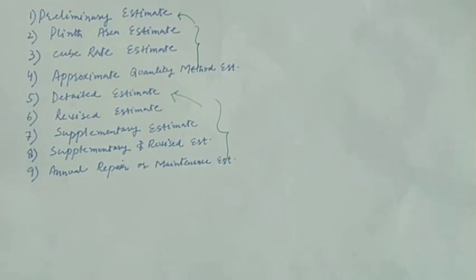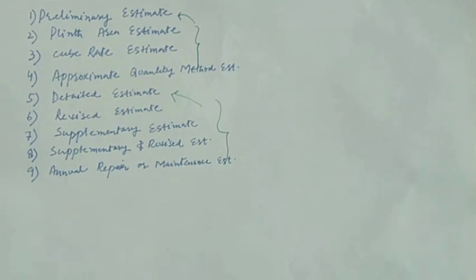In this video lecture I will try to cover the different types of estimates that we have, starting from the preliminary estimate. Then we have Plinth Area estimate, cubic rate estimate, approximate quantity method estimate, detailed estimate, revised estimate, supplementary and revised estimate, annual repair or maintenance estimate.